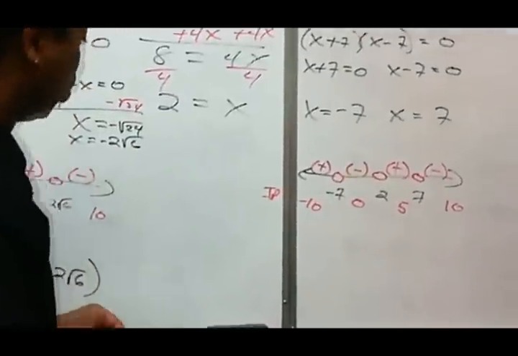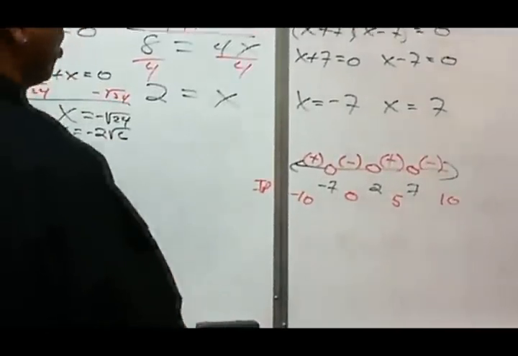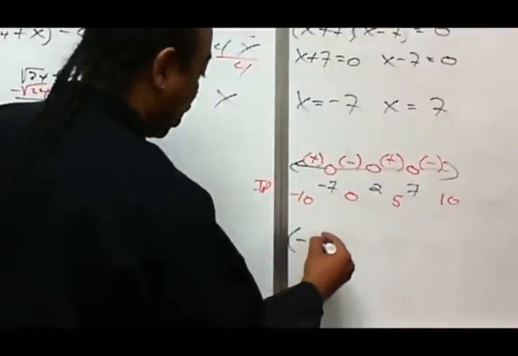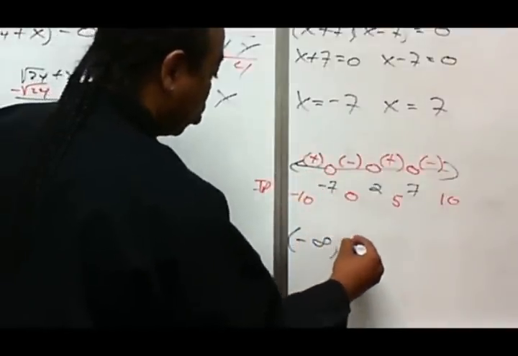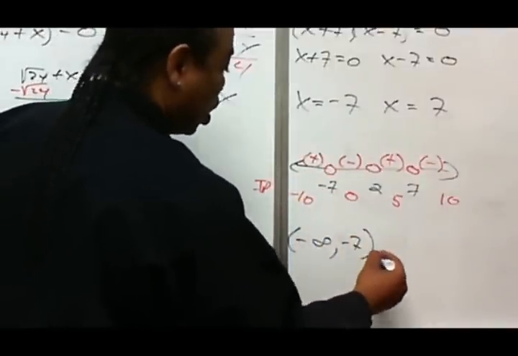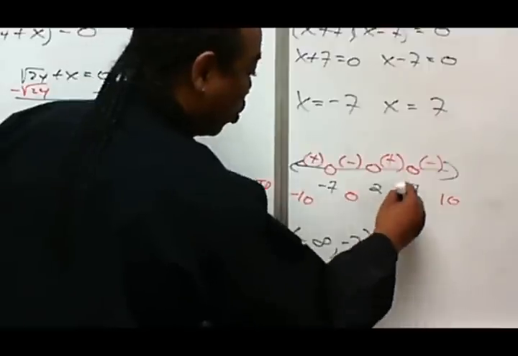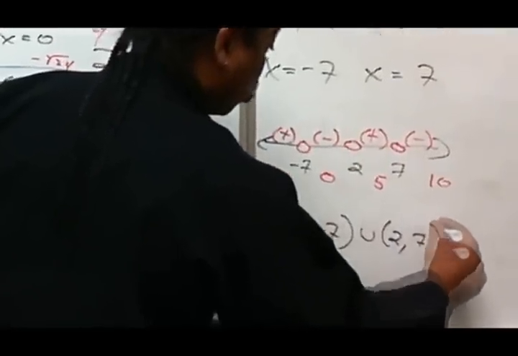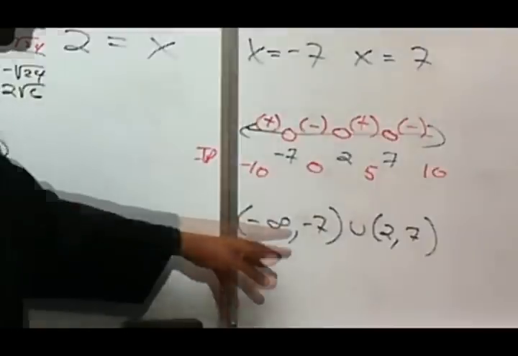Okay, so our solutions will be everywhere that we have a positive, which will be here, which is negative infinity to negative 7 with a parenthesis, union this part right here, which is parentheses 2 to 7 with an open parenthesis. And that's our solution.